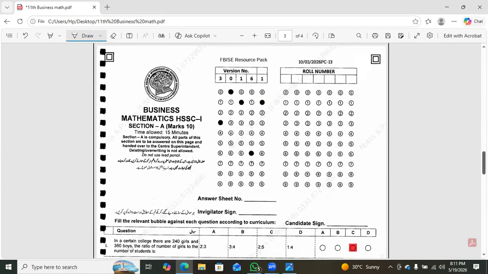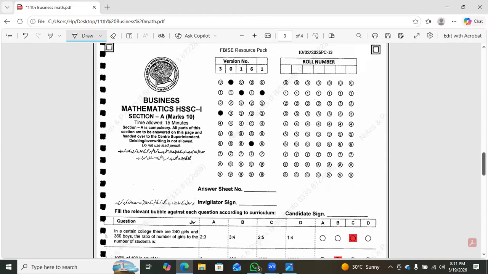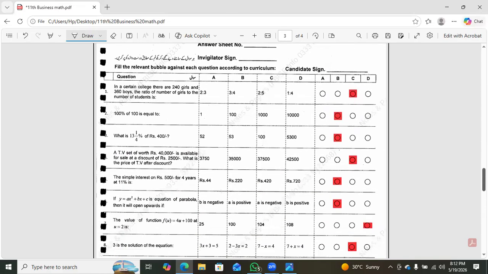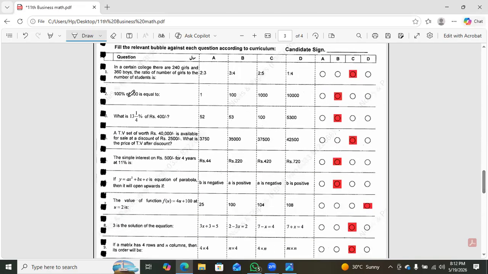Let's talk about a past paper for the year 2025. In section A, it also has 10 marks, 10 multiple choice questions. Let's go through what are the multiple choice questions. In a certain college, there are 240 girls and 360 boys. The ratio of number of girls to the number of students is 2:5. This is the same in model paper as well. 100% of 100 is equal to 100.